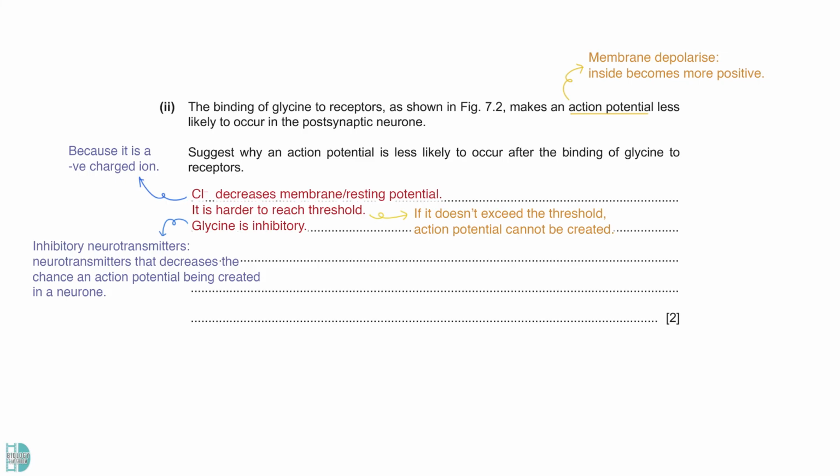Glycine is an inhibitory neurotransmitter as it decreases the chance of an action potential being created in a neuron.